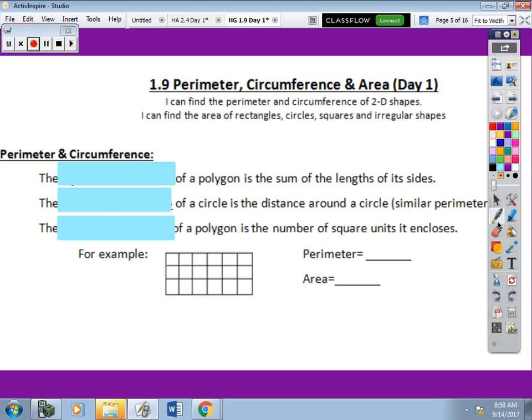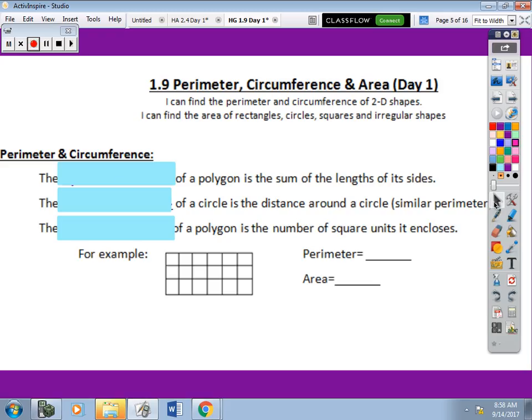So this is our last section of chapter 1. We'll spend today and tomorrow on it. Tomorrow we'll look at irregular shapes, or if they have shaded regions like cut out of them, so some complex figures. Today's just simple. So we're looking at our perimeter and circumference of two-dimensional shapes, and also areas.